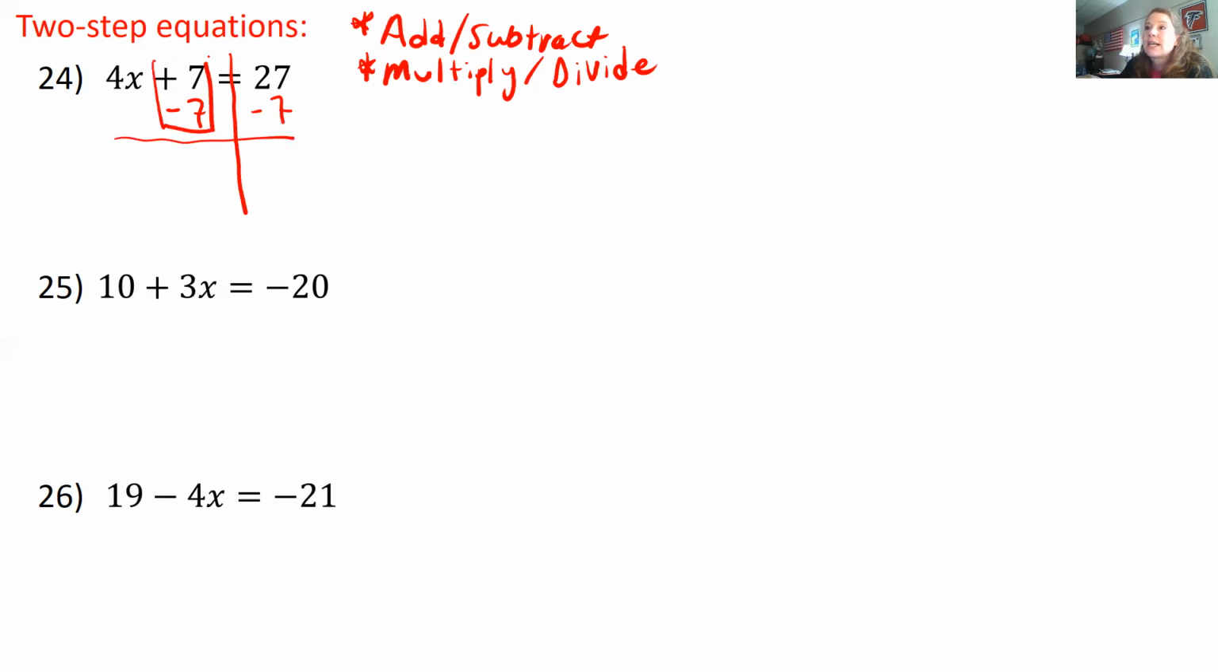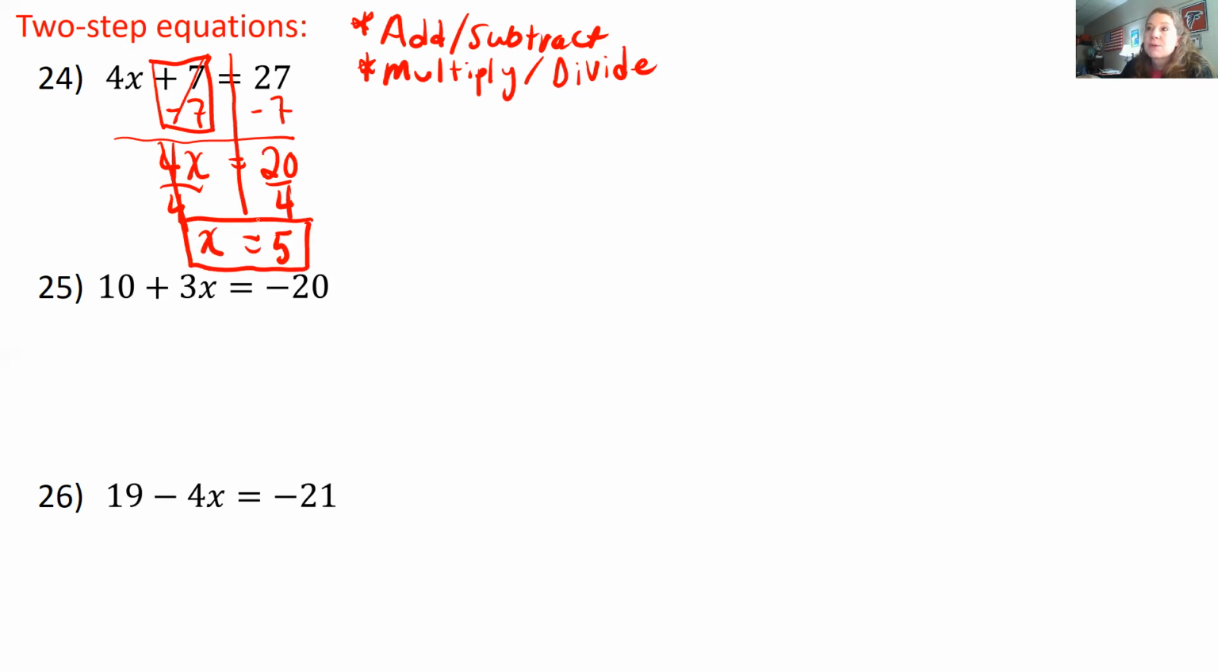So this is gone. We bring down 4x is equal to 27 minus 7, which is 20. Are we done yet? Is x by itself? Nope. x is still attached to 4. So 4 times x, the opposite of times 4 is divided by 4. So now 4 divided by 4 is 1, and 1 times x is x equals 20 divided by 4 is 5. So that's our x.